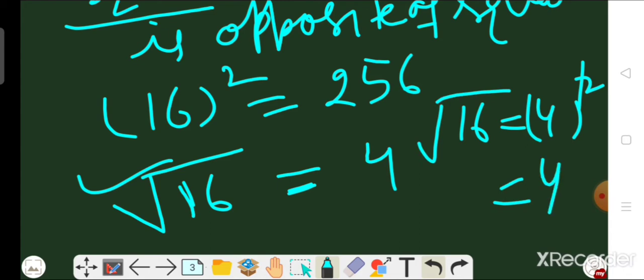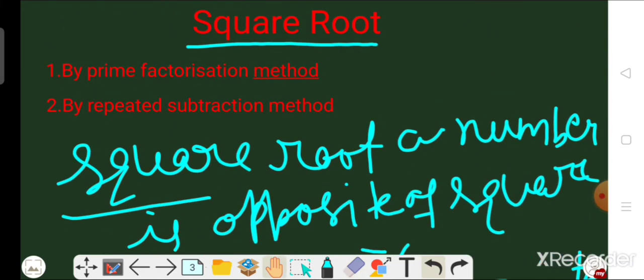Now we have two methods to find the square root of any number. Look at the methods. First one is by prime factorization method and second one is by repeated subtraction method. We will discuss one by one.